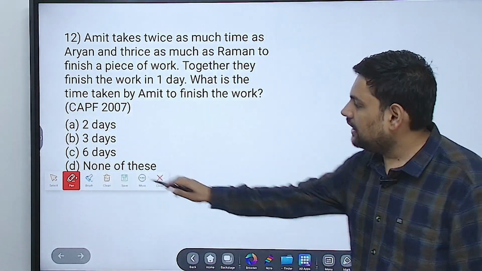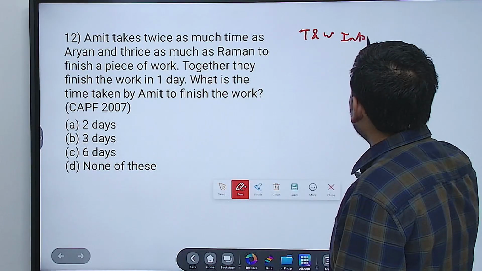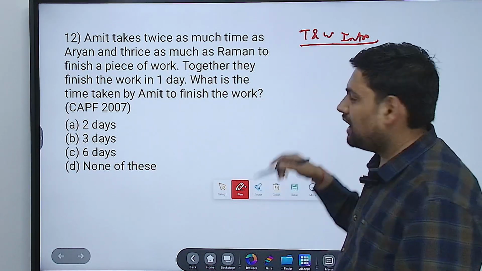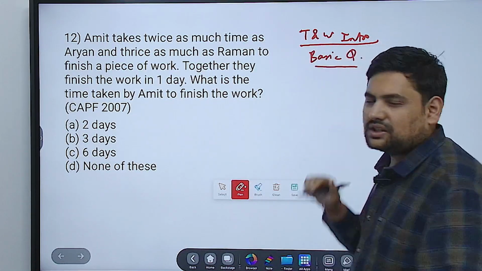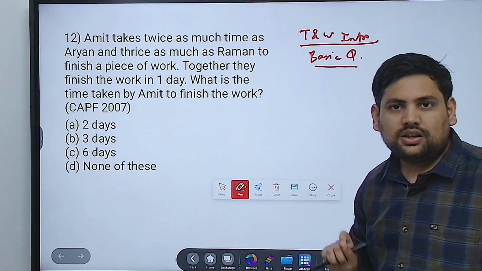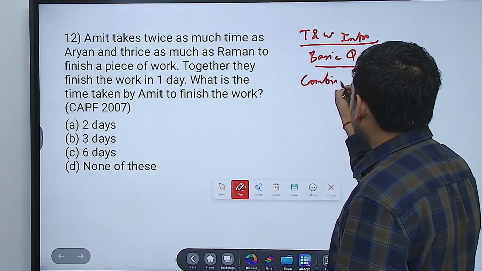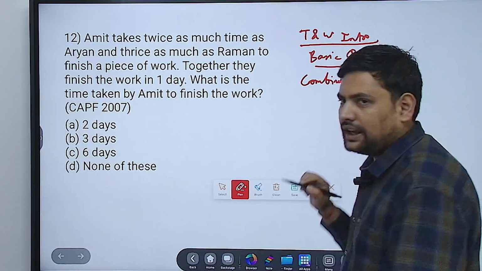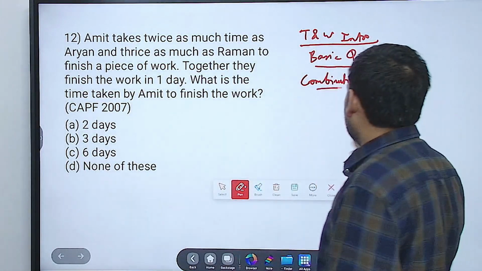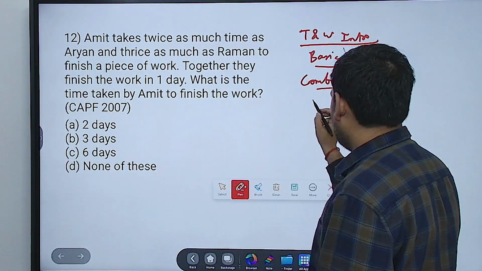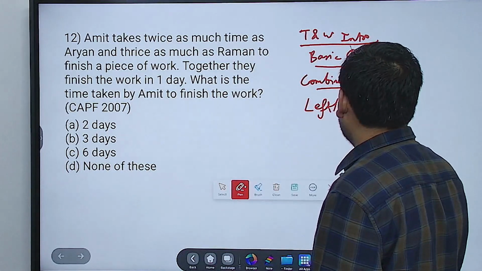Now, in this series we had started with time and work introduction in the first video. After that, we had done some basic questions related to this, in which we learned what is efficiency and how we calculate efficiency of different people. Then, we did some combination based questions. For example, A and B work together, B and C work together, A, B, C work together. Then we saw where some person left or joined midway.